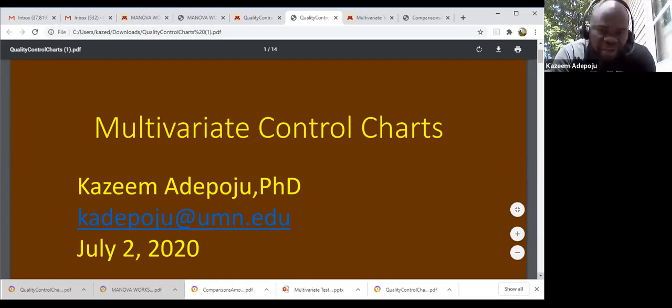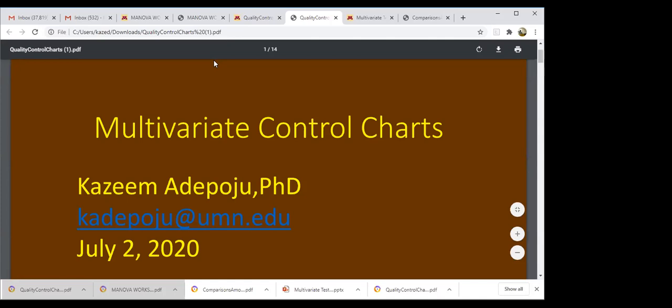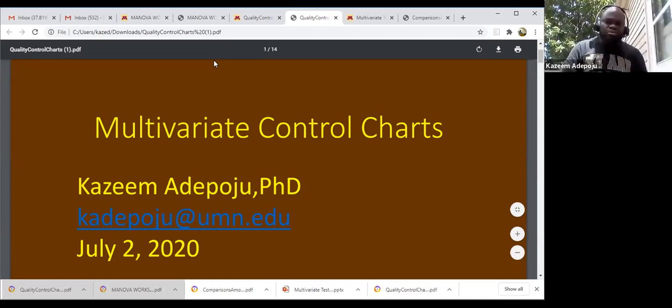Now, multivariate control chart. Has any of you heard about control chart before? Is there anyone who has heard about control chart before? No. Okay, let me first tell you what the meaning of control chart is.